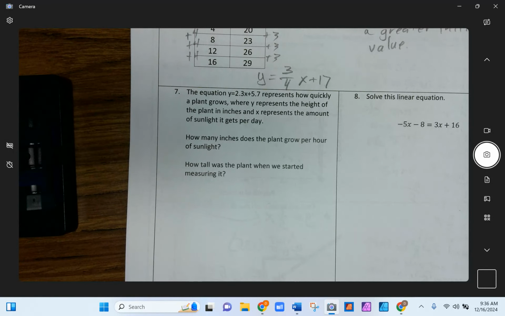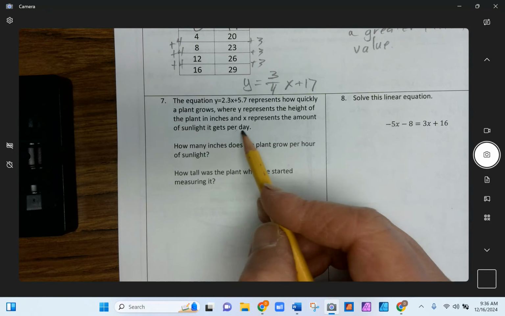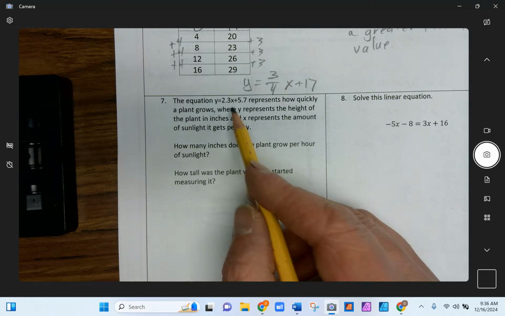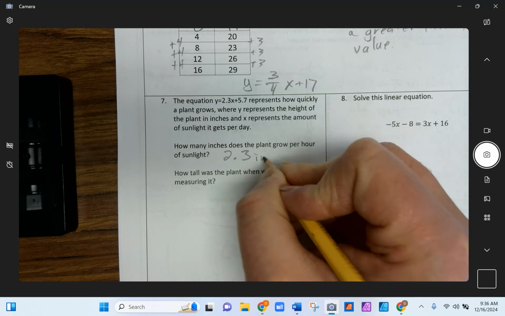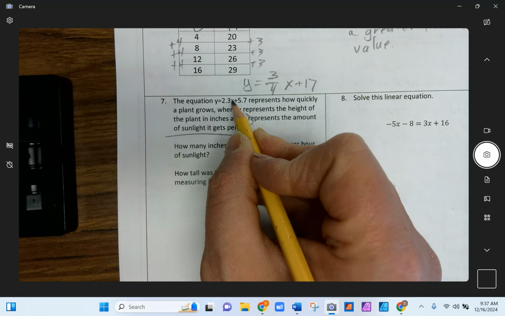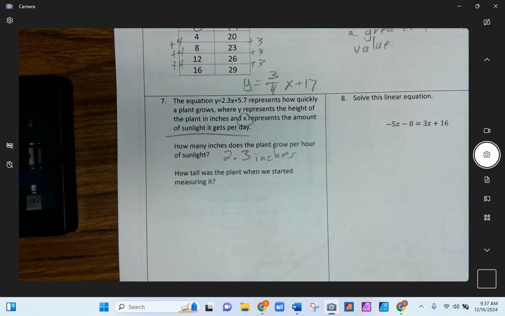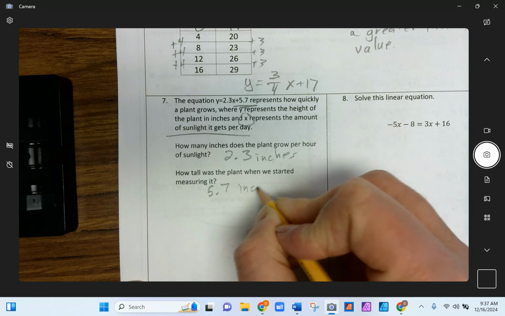The equation 2.3x plus 5.7 represents how quickly a plant grows, where y is the height in inches and x is the amount of sunlight it gets per day. So how many inches does the plant grow per hour of sunlight? The amount of sunlight per day. So it's like 2.3. I mean, that's a really fast-growing plant. But anyway, since it's saying grow per hour of sunlight, that's our x value. So whatever number is close to the x value, that's what it's talking about. And how tall was the plant when we started measuring it? That's our initial value, so 5.7 inches.